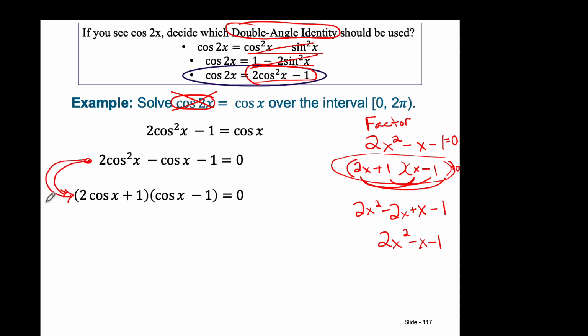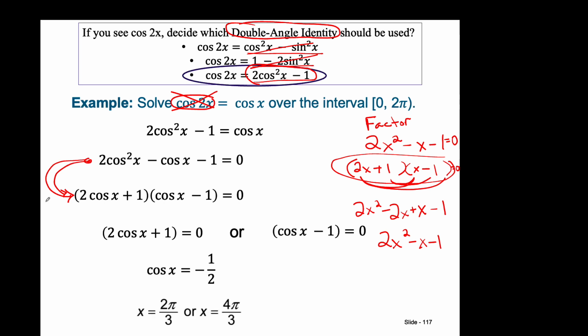All right, now applying the zero product property, one of those 2 factors must be equal to 0. The first factor is equal to 0 when cosine of x is equal to -1/2. That occurs at 2 pi over 3 and 4 pi over 3. Our second factor is equivalent to 0 when cosine of x is equivalent to 1, and that occurs when x equals 0.